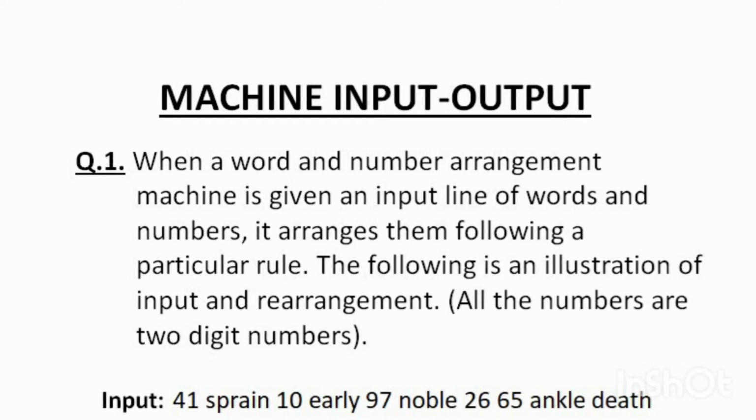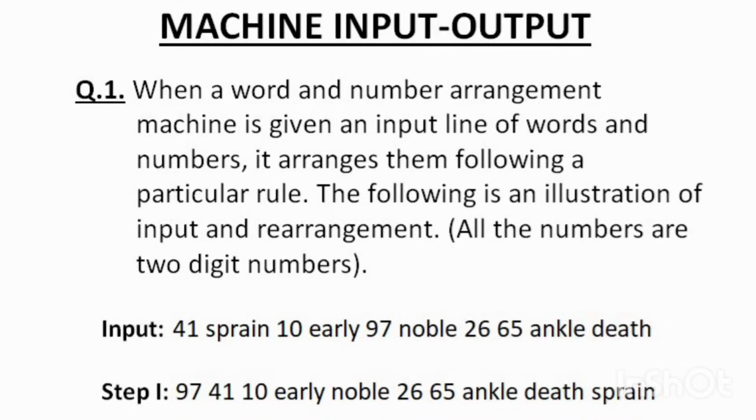Machine input-output means sometimes a word arrangement machine is given, or a number arrangement machine is given, or both word and number arrangement machine is given. An input line of words or numbers or both, you have to arrange them following a particular rule, and you will be given an example, and based on that example you have to do the following input. It will be clear to you once you do the questions. So we can directly go to the questions.